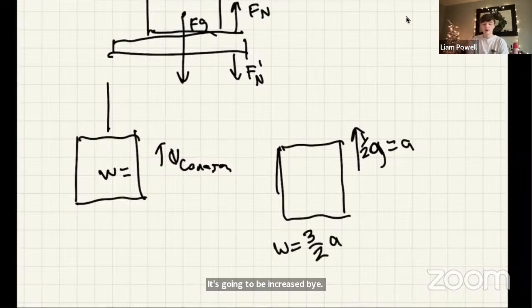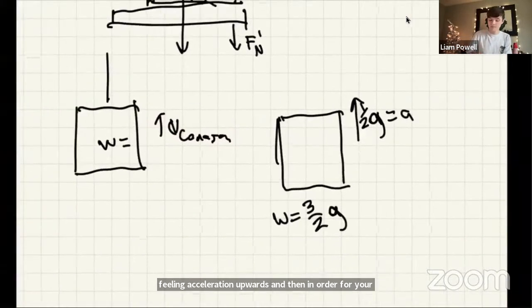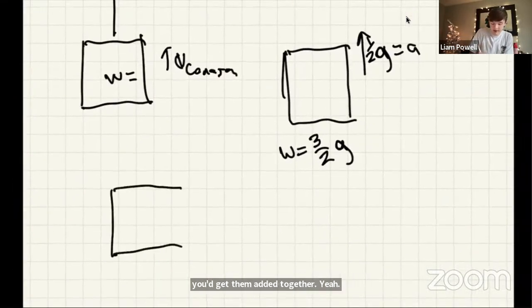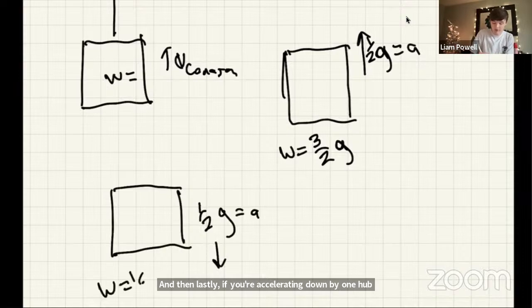So for this, your weight would equal 3/2 of gravity, because not only are you feeling the acceleration of 9.81 meters per second squared on your body, you're now feeling acceleration upwards. And in order for your weight to feel that, you would get them added together. And lastly, if you're accelerating down by 1/2 gravity, then your weight would be equal to 1/2 gravity.